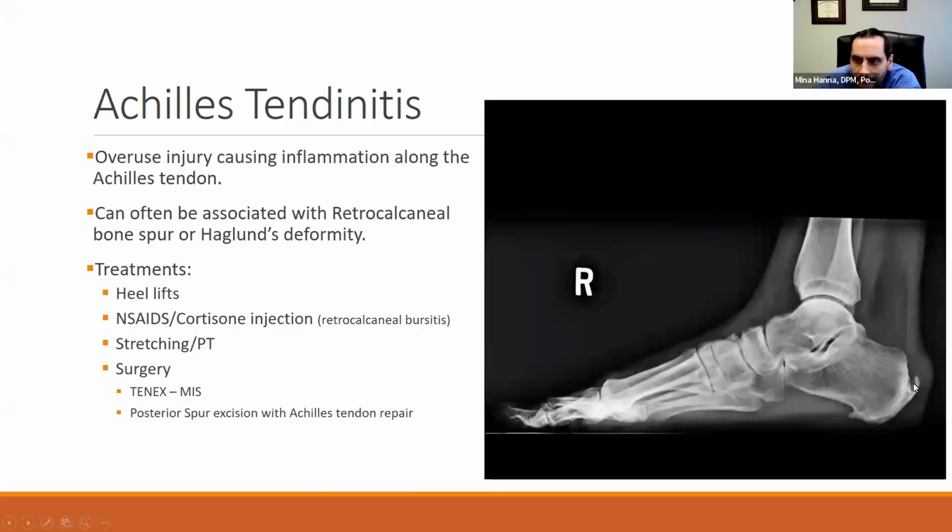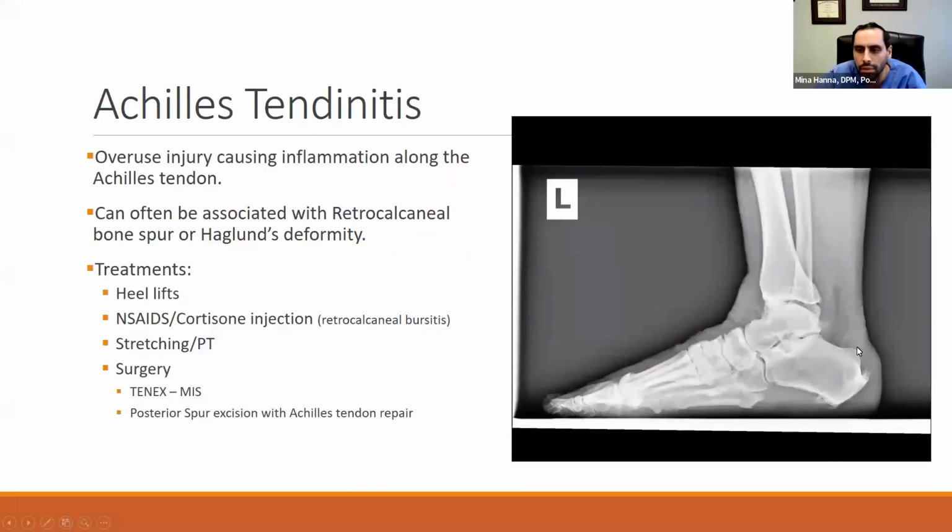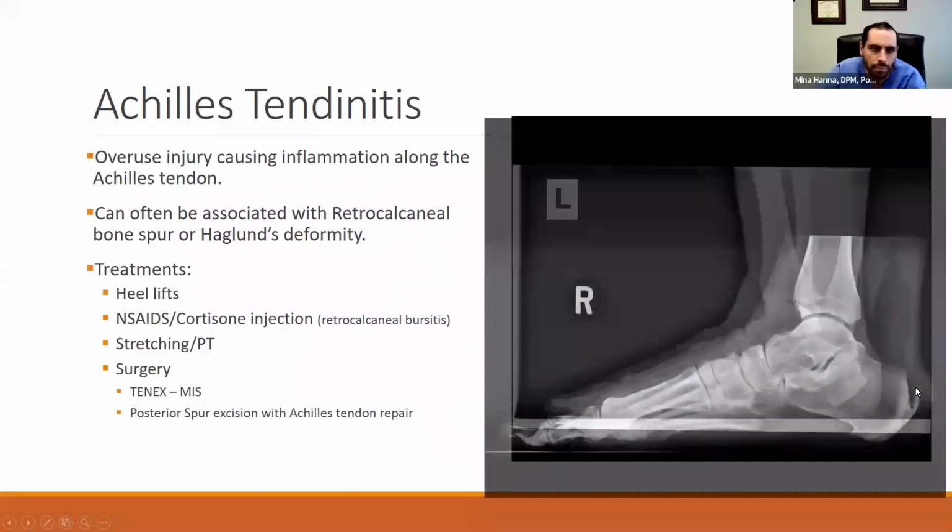Here's another patient that has an isolated retrocalcaneal spur where the Achilles attaches. So you can see all the swelling. Here, they don't have the Haglund's deformity. You see how this is perfectly straight, whereas in this one, it's edged out a little bit.